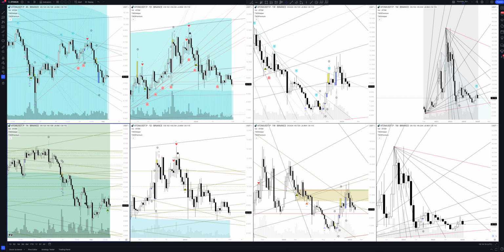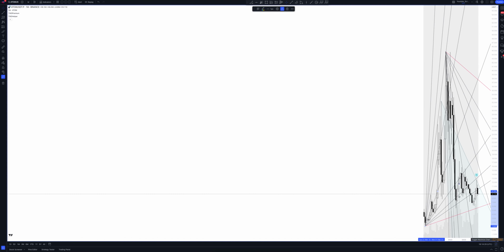Today we will take a look at Cosmos cryptocurrency. Let's analyze the market situation and find out how you can make money on it. Let's start. We always start our analysis from the global market.